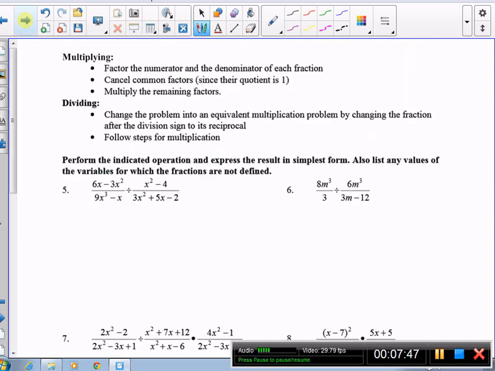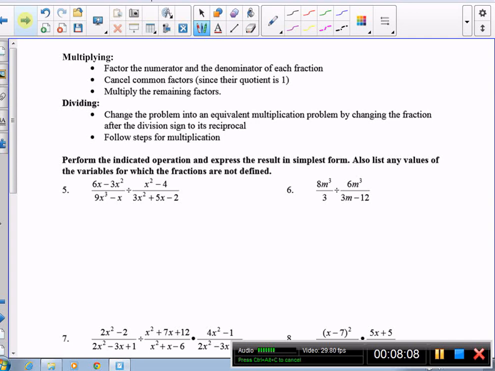Now we're going to look at multiplying and dividing. When you are multiplying and dividing, you just need to make sure you factor first, cancel, and then multiply anything that's remaining. You do not have to, you can leave it in factored form. When you divide fractions, remember you need to multiply by the reciprocal.